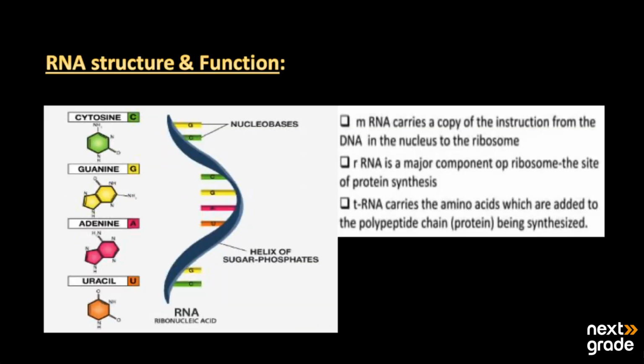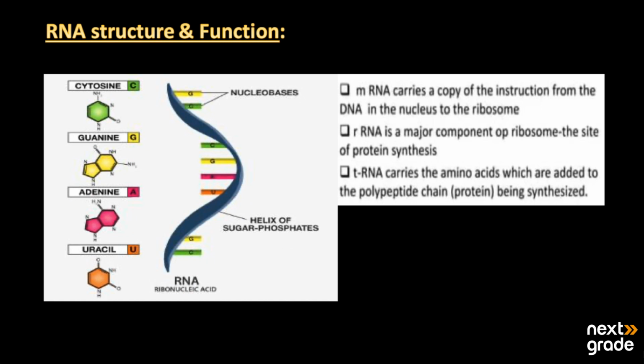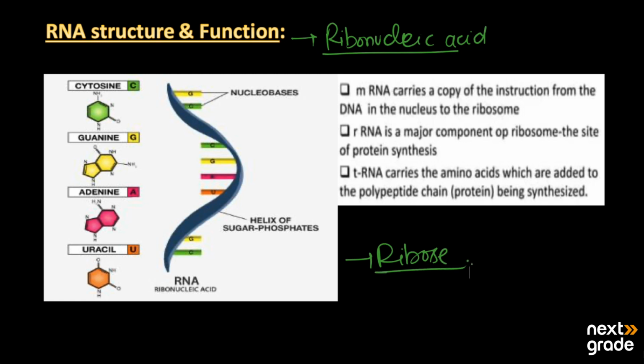Then we have the simple RNA, its structure and function. RNA stands for ribonucleic acid. In ribonucleic acid, the sugar that is present is known as ribose sugar. So here we have the structure. It is a single strand, or single helix, made up of sugar plus phosphates, and the nucleotide bases are present. The bases are cytosine, guanine, adenine, and uracil in the RNA.